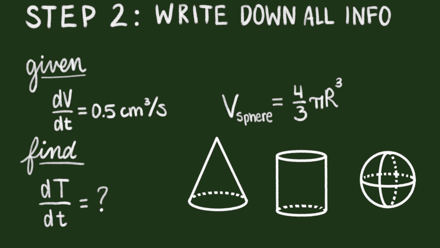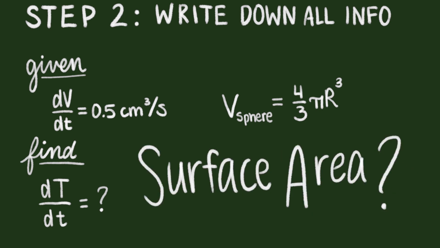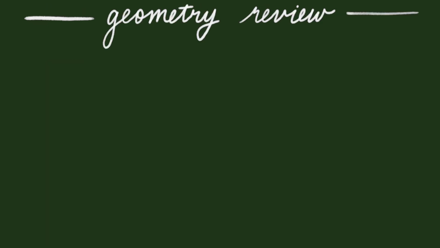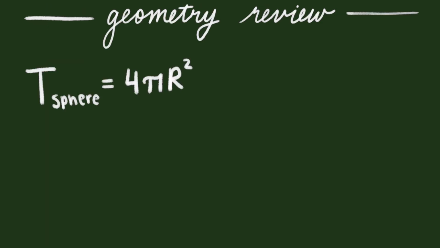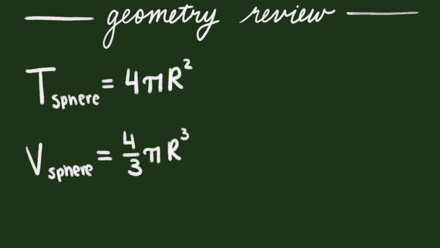The question is asking us to find how fast the surface area is increasing once the radius of the balloon reaches 10 centimeters. Now you might be wondering, they gave us the radius and the volume, so where does the surface area come in? Let's have a quick geometry review. The surface area equation for a sphere is 4 pi times the radius squared. The volume of a sphere, which we already mentioned, is 4/3 pi r cubed.